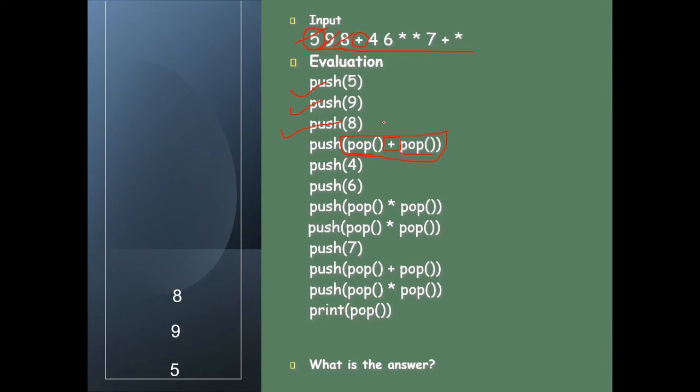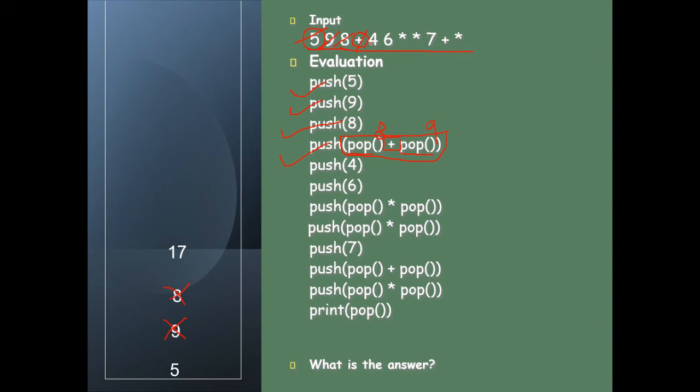I will get 8. This first pop will give me 8, and this second pop will give me 9. So 8 will be popped out from the stack and 9 will also be popped out from the stack. When you apply the operation here, it will be 8 plus 9, which is 17, and that 17 has to be pushed into the stack. So you can see that I have popped out 8, I have popped out 9, and I got 17 there. Right, so plus is also over.